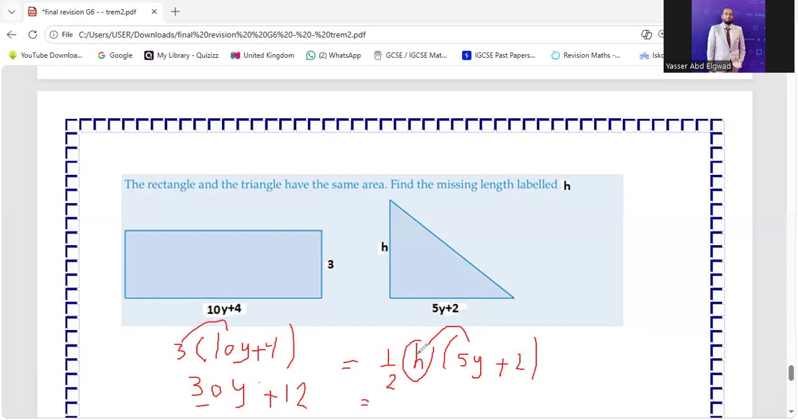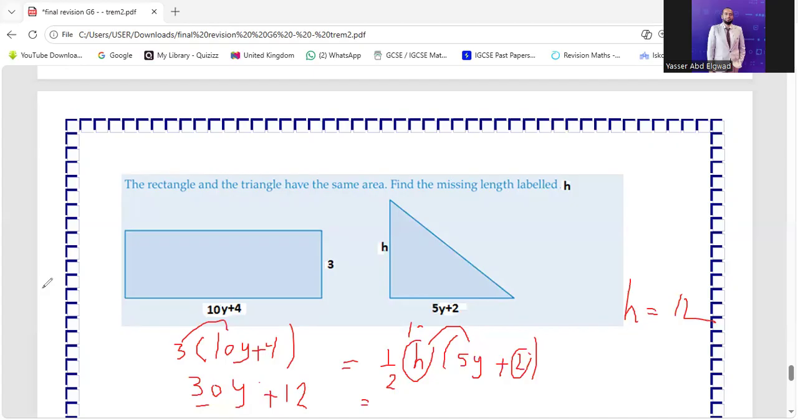We can double the 6. Here is 12. How to know? Another way: because half of 2 is 1, 1 multiplied by h gives 12. The h is going to be 12, like this. We can do it in many ways.